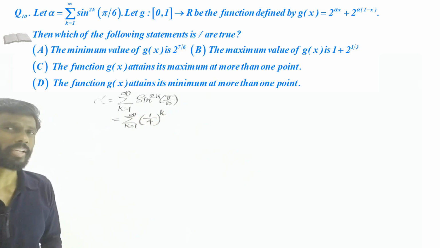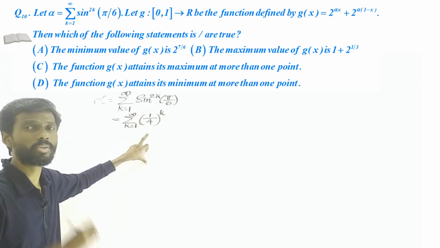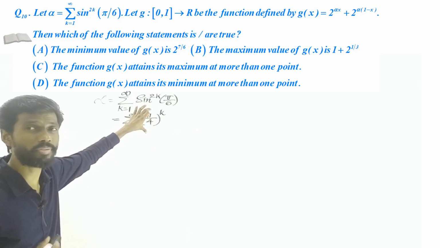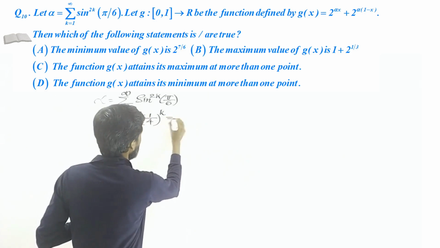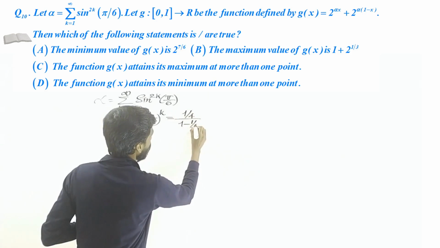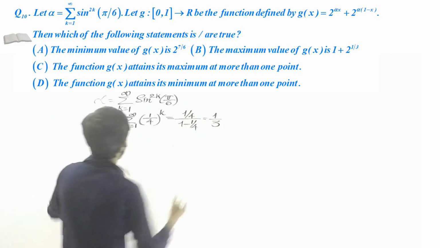So this is a geometric series, right? So this is a geometric progression with the first term 1 by 4 and the common ratio is also 1 by 4, right? 1 by 4 plus 1 by 4 square, cube, etc. So sum of infinite GP. So that is A divided by 1 minus R, A is 1 by 4, R is also 1 by 4. So this gives you the value 1 by 3. So that is the value of alpha.